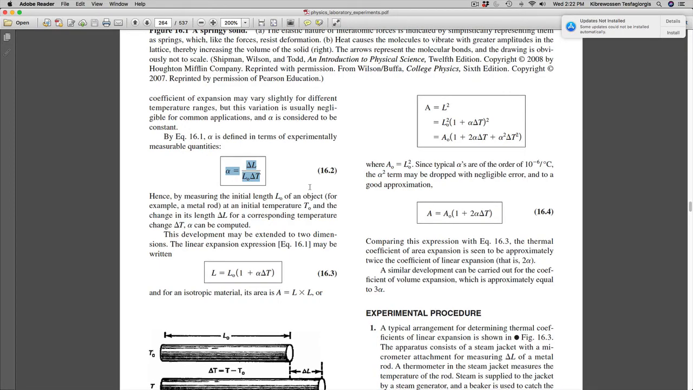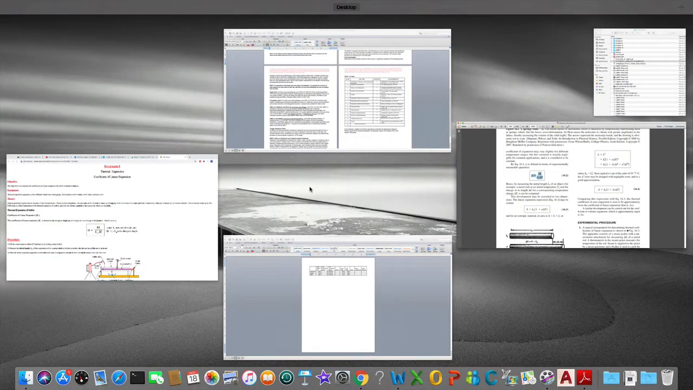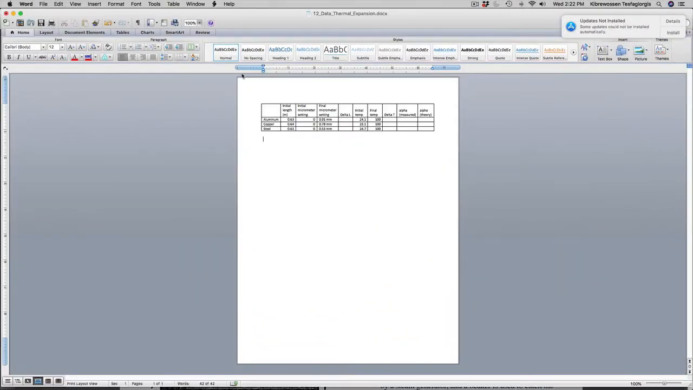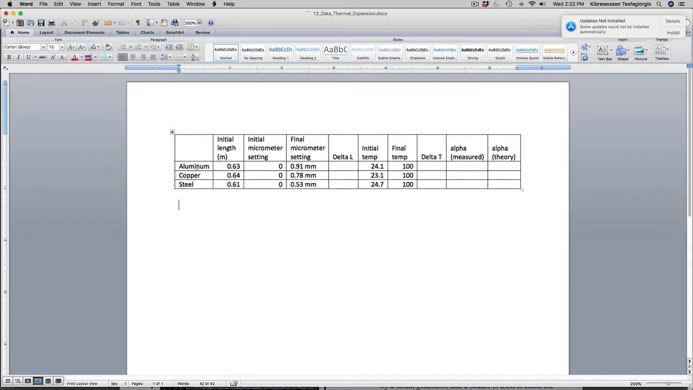For our experiment, I'm going to give you three different materials. As you can see here, the given materials are aluminum, copper, and steel. The original length L0 is given the way you see it here. And then there's a micrometer setting.